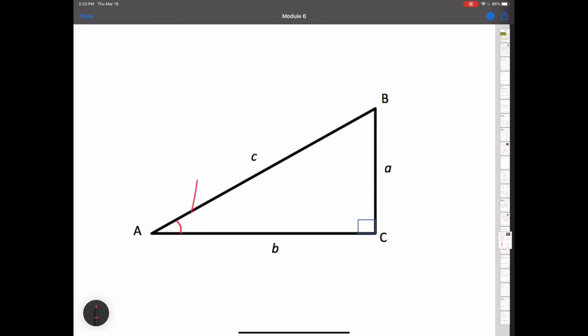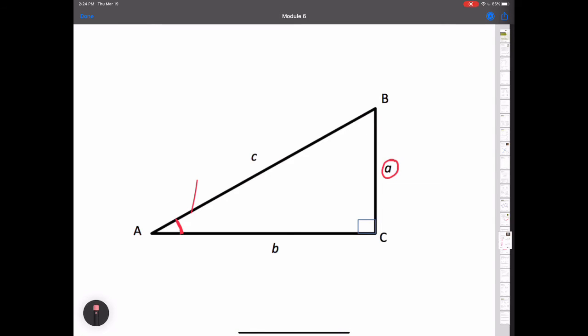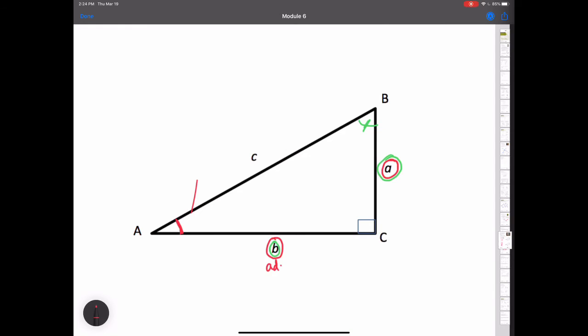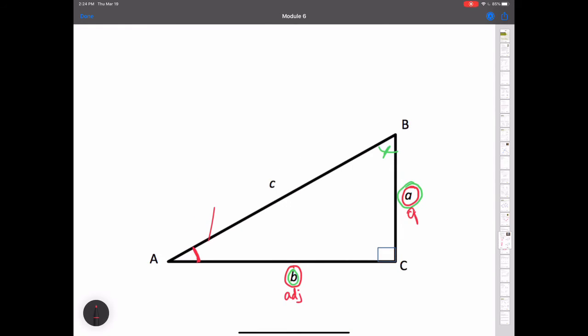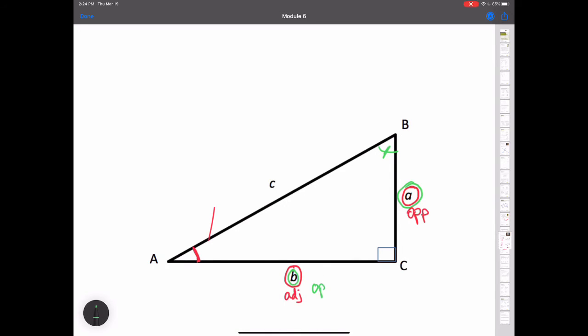If we have a reference angle here, our opposite side is going to be A. But if our reference angle is here, let me put this in a different color. If our reference angle is here, our adjacent side is going to be A, right? Whereas this reference angle, this is opposite. And here we have adjacent. So adjacent, opposite. Whereas here we have opposite and adjacent. So you can see when we change the reference angle, we're kind of changing our definitions a little bit.